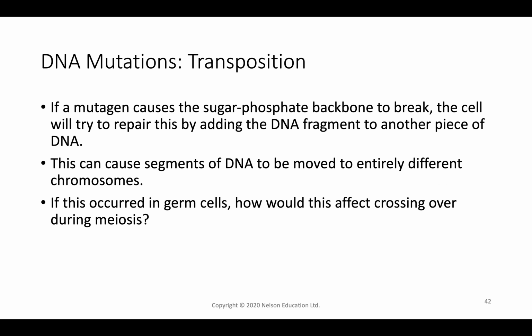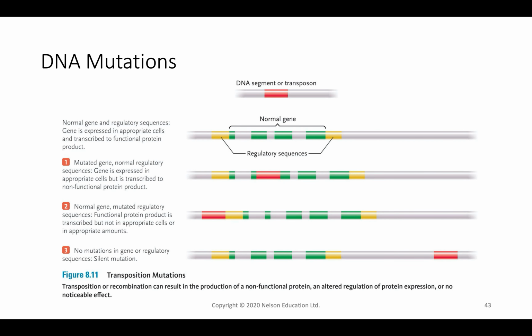So what would happen if this occurred in germ cells? Well, it might affect where things lined up during meiosis. All right, so this is what we're talking about here. Here's a normal gene that has 2 regulatory sequences shown in yellow on either side. And here's a mutated gene that has normal regulatory sequences on either side, but this middle part here makes irregular or aberrant gene products. All right?